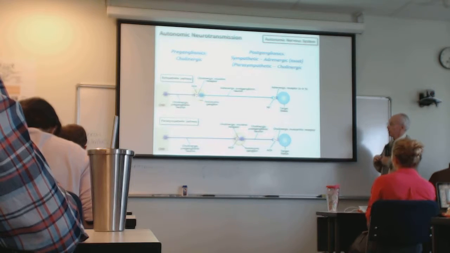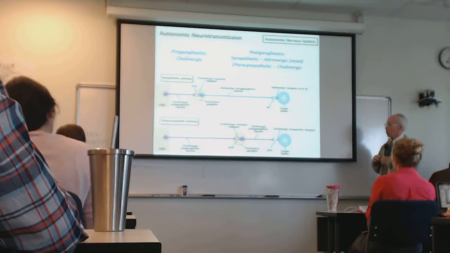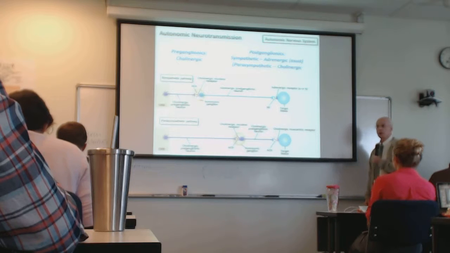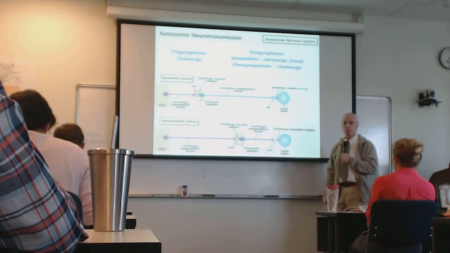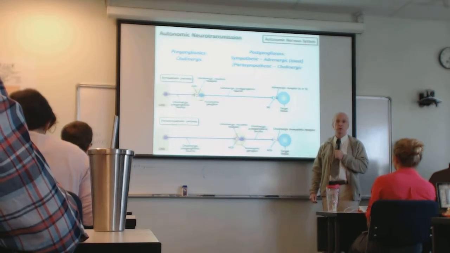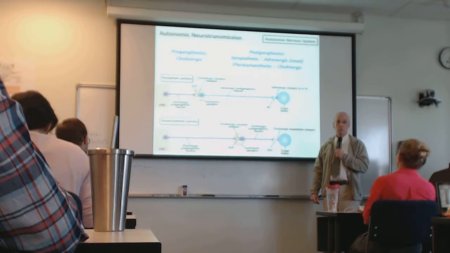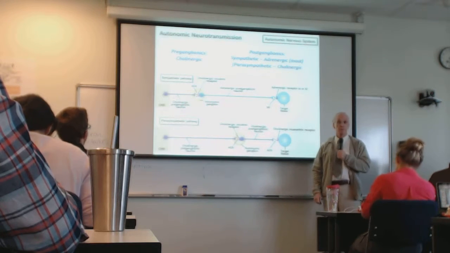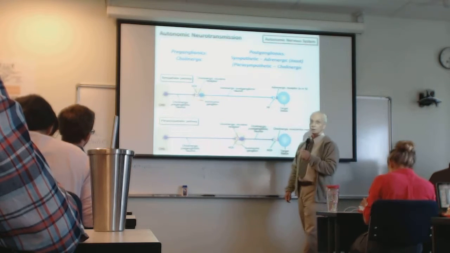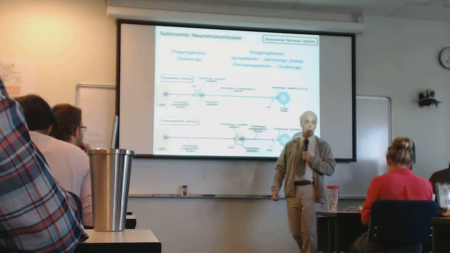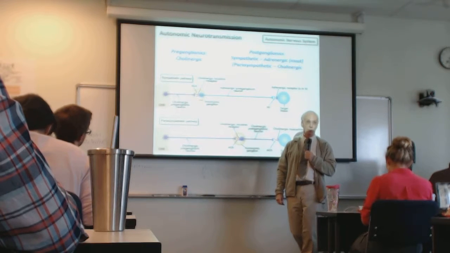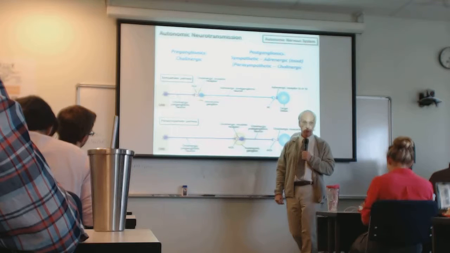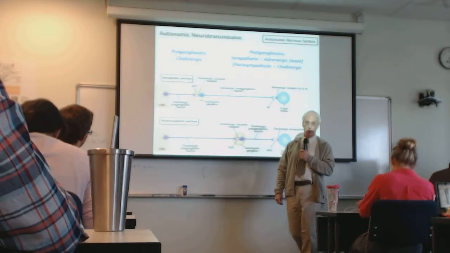And by the way, let me ask you again, where are the preganglionic receptors? Where are the preganglionic receptors in an autonomic pathway? Exactly right. Bob said the postganglionic cell body dendrites. Don't tell me that they're on the preganglionic cell. They're not. The receptors are on the postganglionic cell.